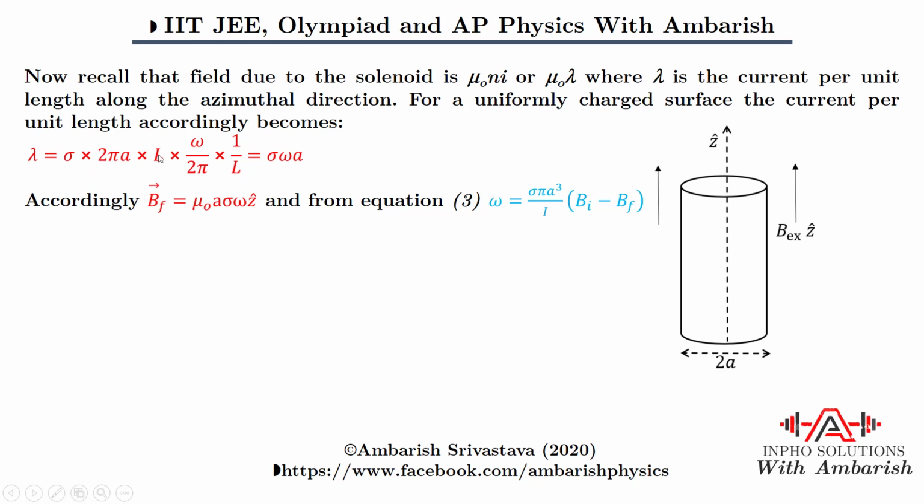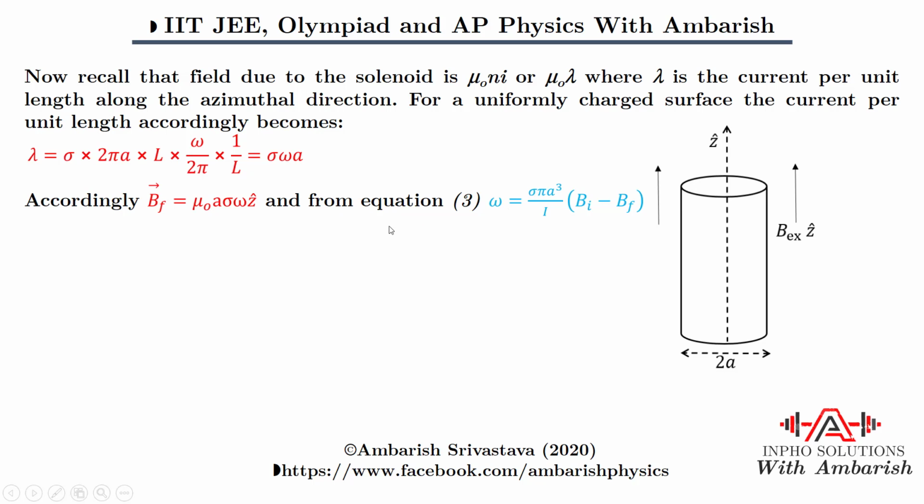Sigma into 2 pi a into L, that is the charge, into frequency omega by 2 pi. This becomes the current for L length, and we divide it by L, so we get the current per unit length as sigma omega a. So now instead of mu naught N i, I can write mu naught sigma omega a, and this is the final magnetic field due to this solenoid kind of arrangement in the Z direction.